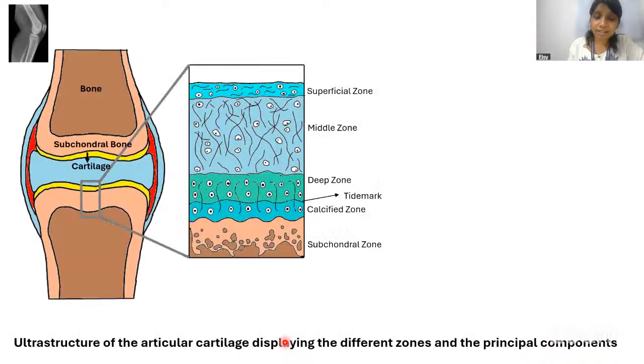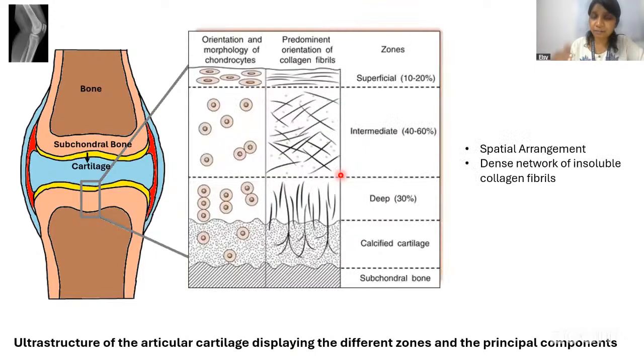If you look at the ultrastructure of the articular cartilage, it is zonal in nature. Even among these different zones, there are various principal components. If you were to appreciate the cellular as well as the orientation of the collagen fibrils, they vary among these zones. They have a different spatial arrangement, a dense network of these insoluble collagen fibrils, which makes repair of this tissue a great challenge, especially for doctors as well as us who are trying to replicate the same in vitro as well as in vivo.